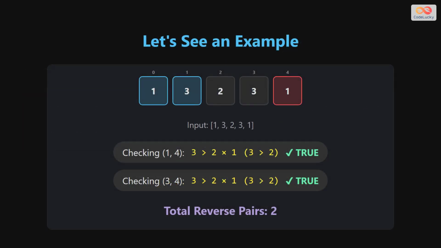Let's look at this array: 1, 3, 2, 3, 1. We need to check pairs where the first number appears before the second number. For example, look at the pair of index 1 and 4. The value at index 1 is 3. The value at index 4 is 1. 3 is greater than 2 times 1, so this counts as a reverse pair. We do the same for index 3 and 4, which also satisfies the condition. In total, we have 2 reverse pairs.